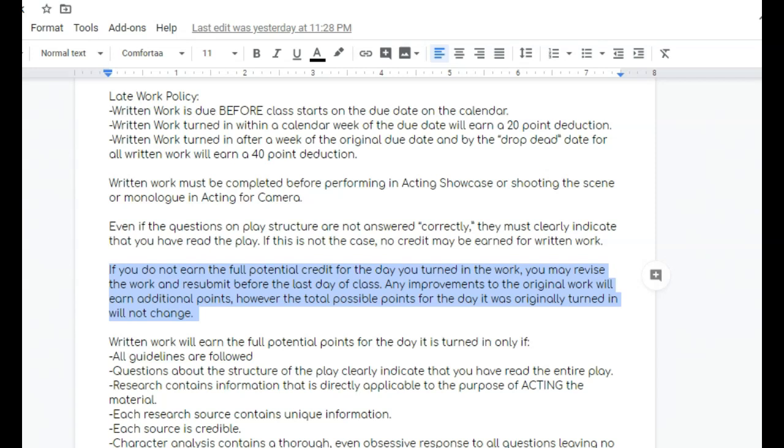However, the most points that you could earn will be the points that you would have earned in the first place due to the date that you turned it in. So I hope that makes sense. If you turn it in a week late and you got a 60 because of quality and you redo it and it's perfect, then you will still only get an 80. Hope that makes sense. If not, please, by all means, ask me questions.